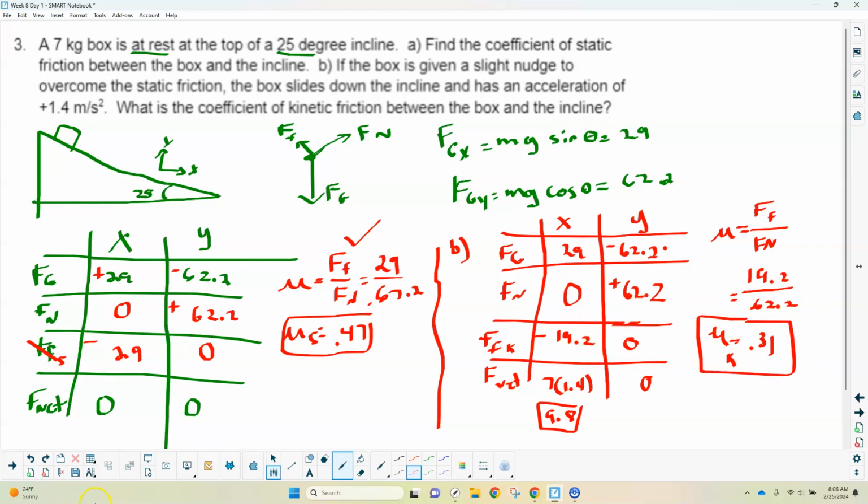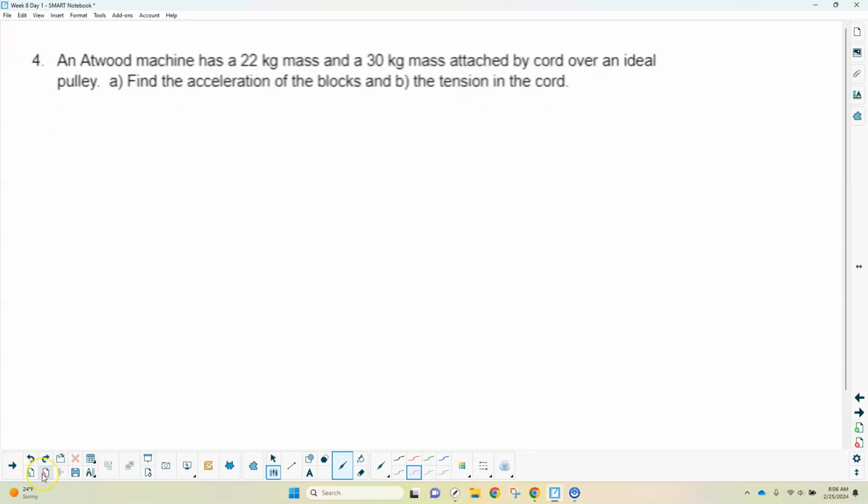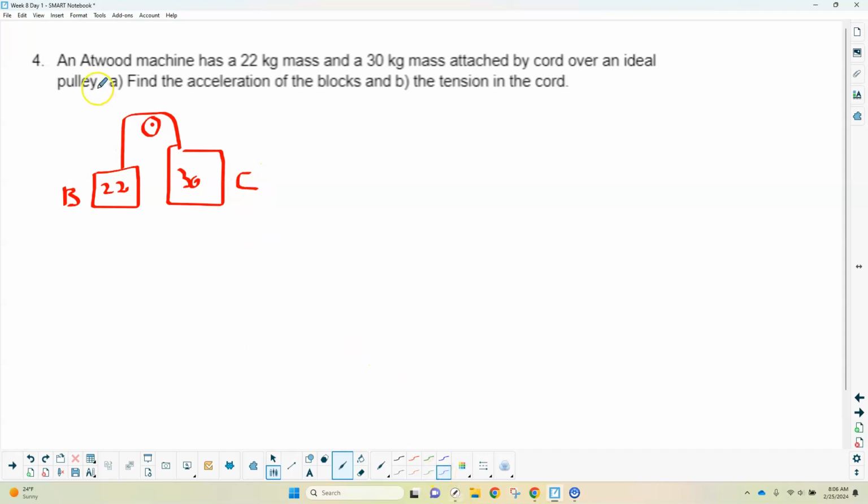All right. Number 4. No, that was 3. Sorry. 4. An Atwood machine has a mass of 22 kilograms on one side. It's strung over the pulley. And there's a bigger mass of 30 on the other side. I'm going to call this one B and this one C just so we can label easier. And we're going to try to figure out the acceleration and tension in the cord.